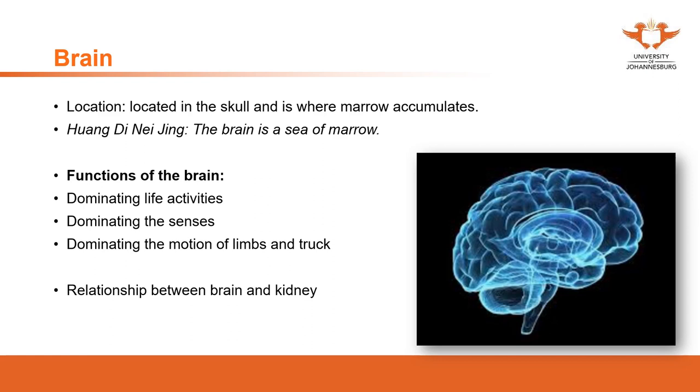The brain and the kidney. The kidney is considered the sea of the marrow, and the sea of the marrow is the brain. So in this way, the brain, the marrow, and the kidney are very closely related together. And actually in Huang Di Nei Jing, in Ling Shu, it described that when the human body begins, although it's not described in this way, firstly we form an essence, and then the essence transforms into the brain and marrows.